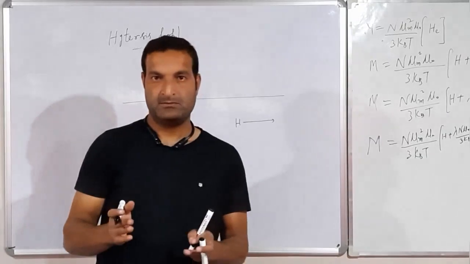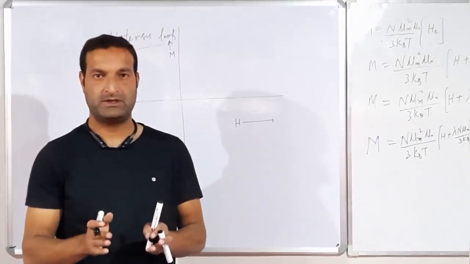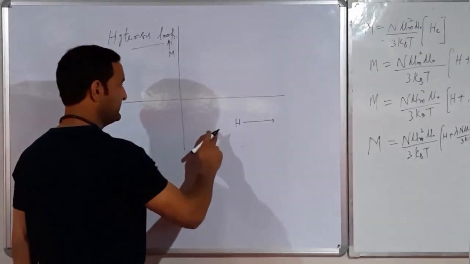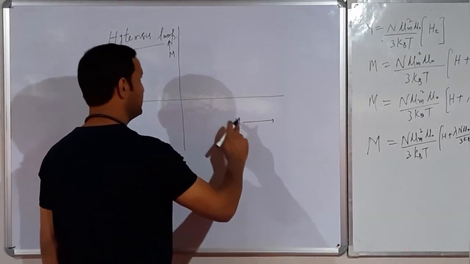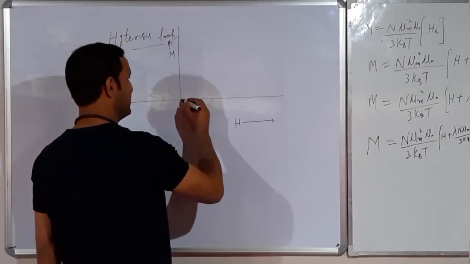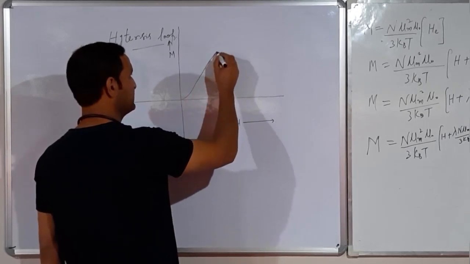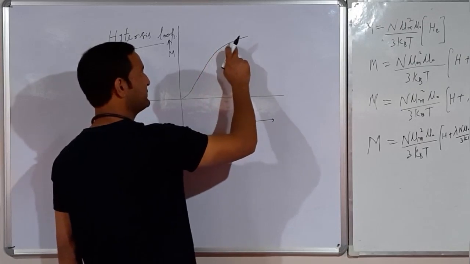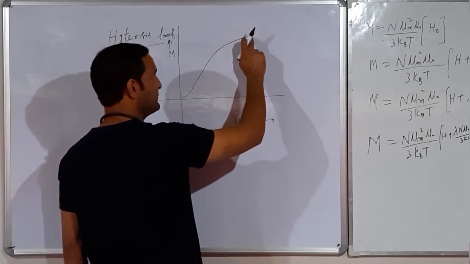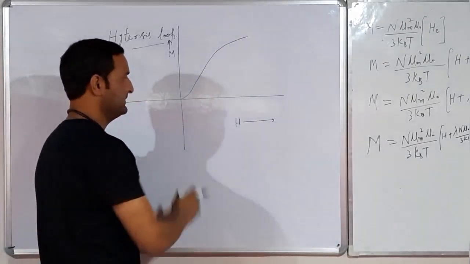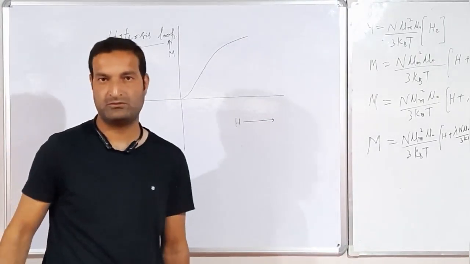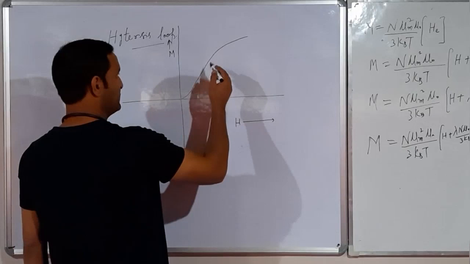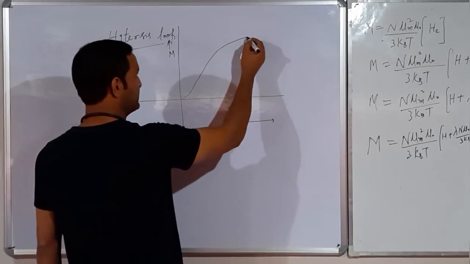If we place a ferromagnetic material in a magnetic field and increase the intensity of the magnetic field, the magnetization of the material increases like this and reaches a constant value, that is saturation. After that, if we increase the field, no more magnetization is found within the material. So this is called the saturation point.